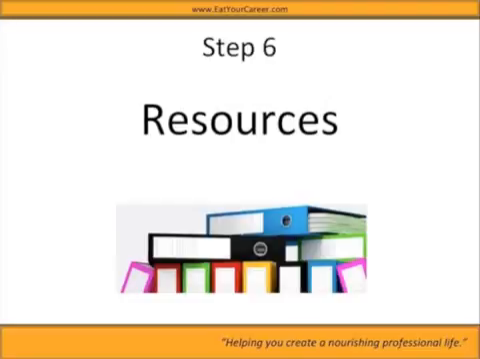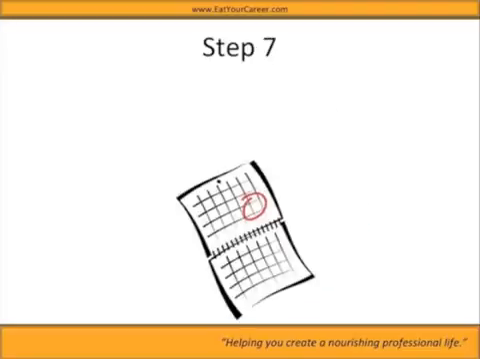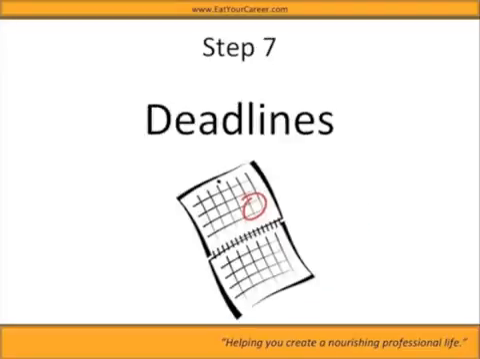Outline your required resources thoroughly so there are no surprises. Step 7, deadlines. Once you know your actions and all of the resources required to complete them, you then need to establish specific deadlines for each action item. This is an essential part of this process. It forces you to make the commitment.